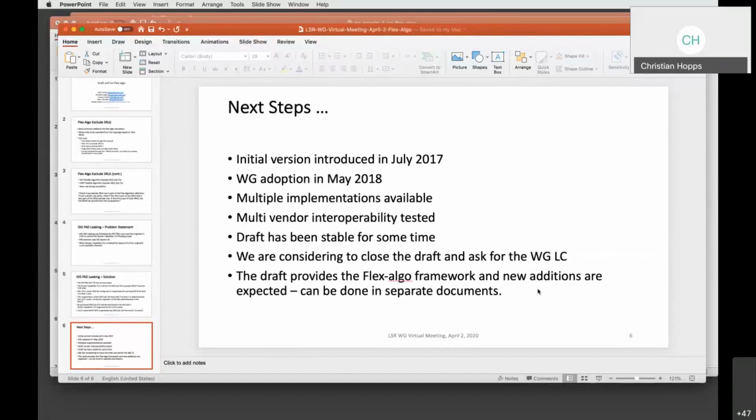AC, I don't know, you wanted to do a poll. I don't know how to do the hands thing in WebEx, so. Let's do a poll on the list. Should we do it on the list? I think it's better. Yeah, it doesn't confuse people. Okay, is that it from you, AC? That is it, yes. Okay, Alvaro, you're up.